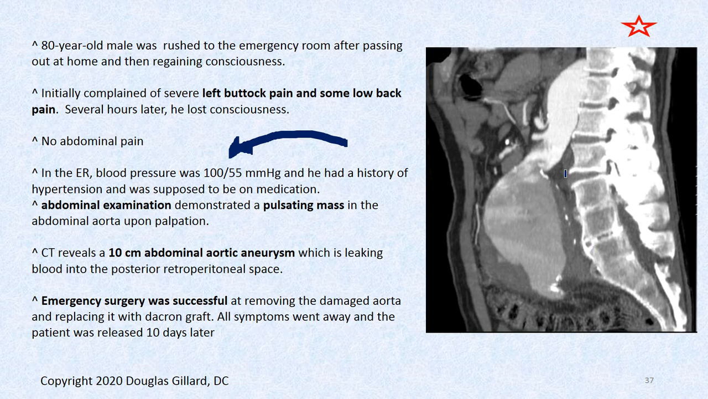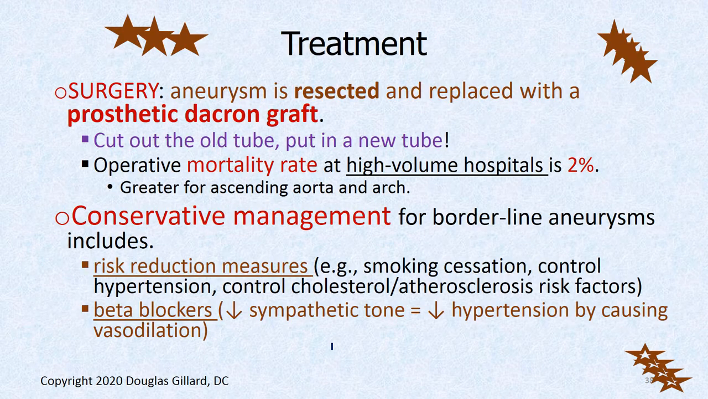They cut this area out and put a Dacron graft in and just put some new tubing in. So the treatment for these aneurysms, they put a Dacron graft in, cut the old one out, put a new tube in there. The mortality rate in good hospitals is about 2%, so it's semi-risky. But most of the time, people do really well. 2 out of 100 die.